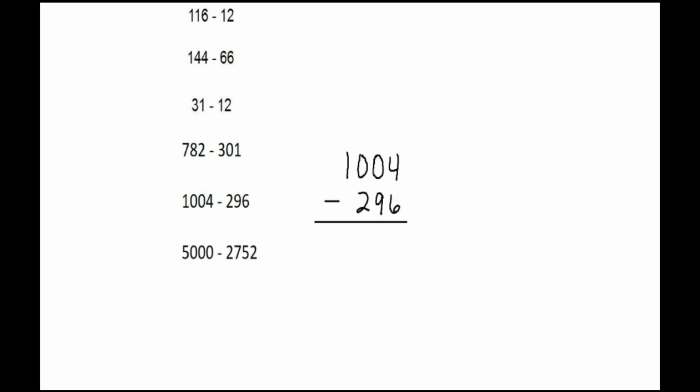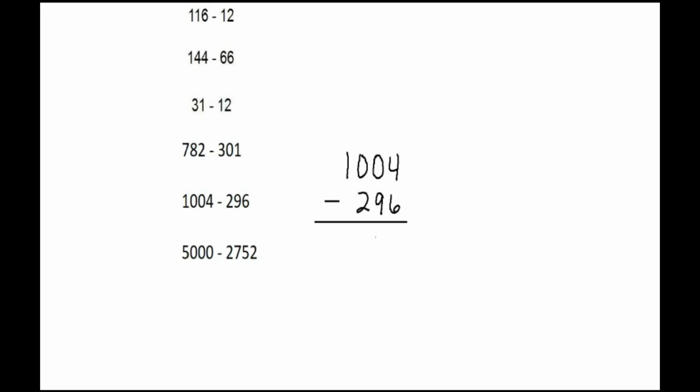Borrowing with zeros. Our first example is 1004 minus 296. In this example, we are going to borrow 3 times. Let's begin subtracting in the ones column. We have 4 minus 6. We cannot subtract 6 from 4 because 6 is actually bigger than 4. Therefore, we must borrow 1 from the number in the next column, the tens column.